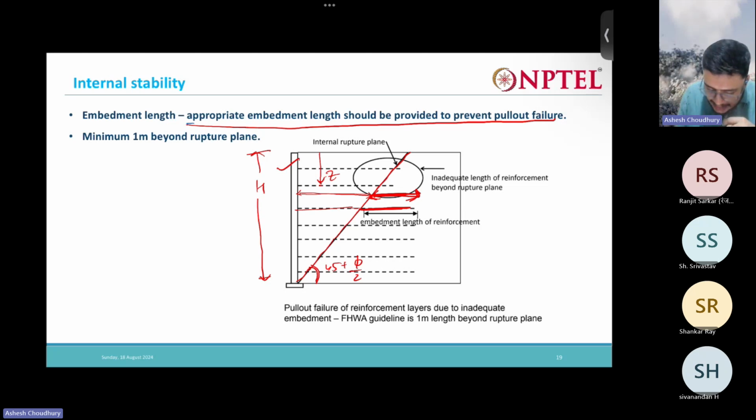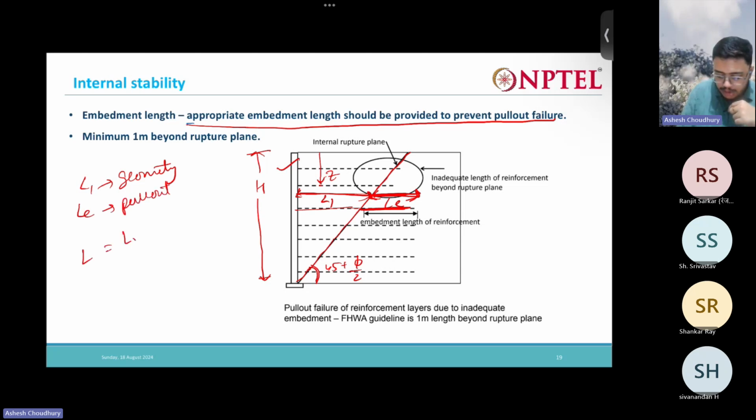So this length, this L1, you will get from what? The geometry. And this LE, you will get from the pull-out criteria. So total length of the reinforcement will be L1 plus LE. So we will solve problems and you have to do this. We'll make one table, so we'll solve the problems. For each layer, we have to calculate the L1 and LE. Then how to select, how to design, we'll see in the next class.